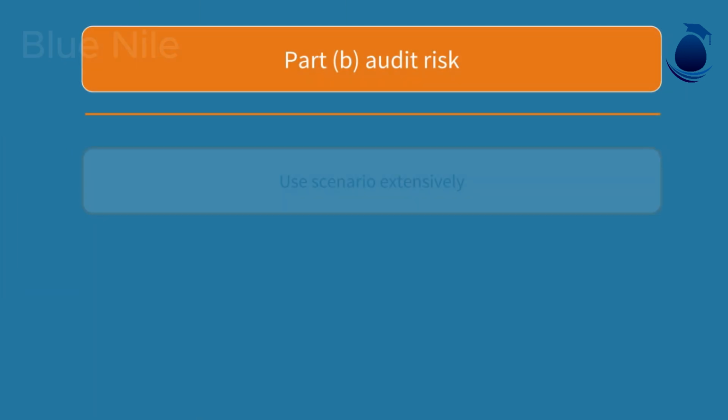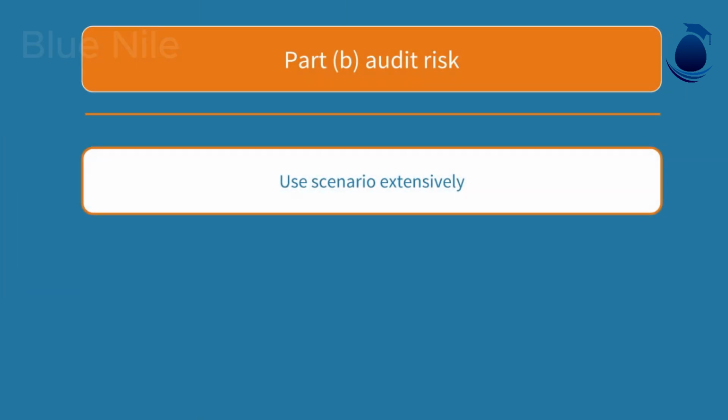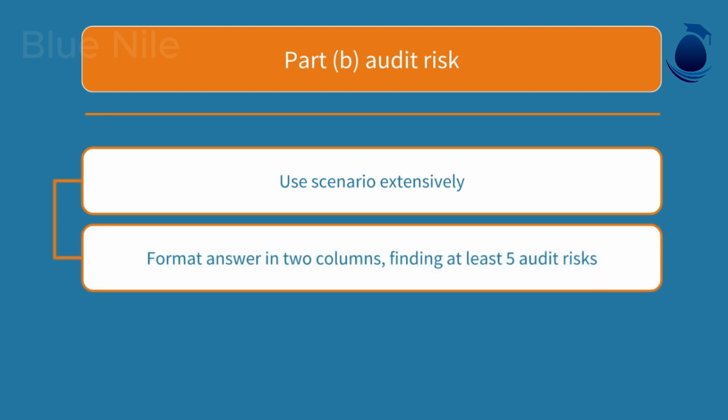Part B will use the scenario extensively. We must identify audit risks from the scenario, and then also explain how the auditors respond to these risks. We can format our answer in 2 columns. We have 5 audit risks to find and explain.